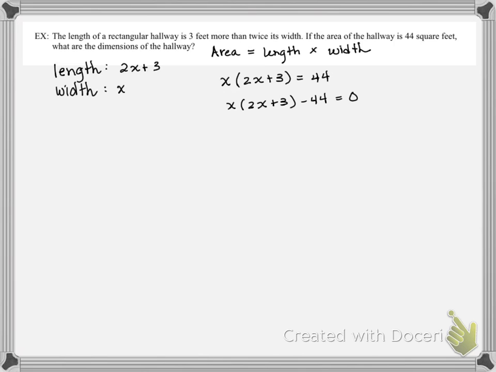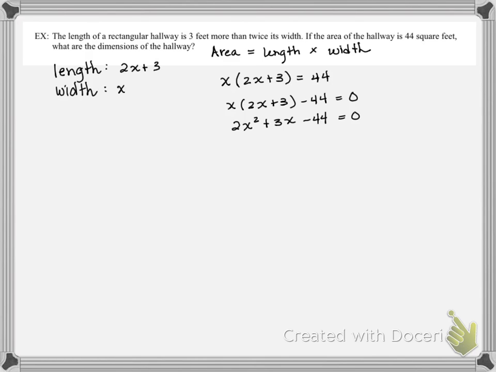Is this factored? No. It is not factored, right? Because we've got that subtraction outside of parentheses. And so if it's not factored, then our first goal is to simplify it, and then our second is to factor it. So that sometimes means that you have to distribute before you get to factor. So I'm going to distribute that x, which gives me 2x squared plus 3x minus 44 equals 0.